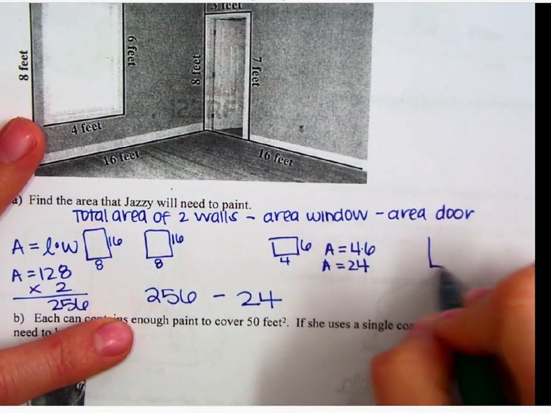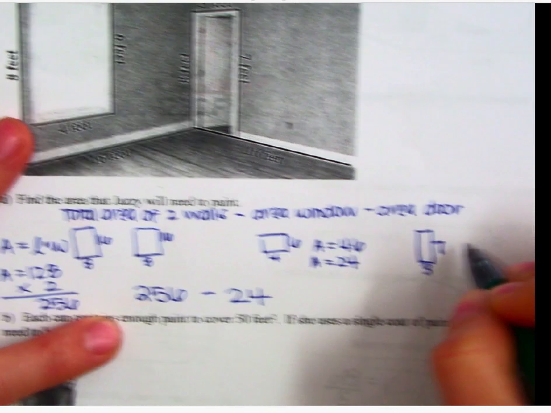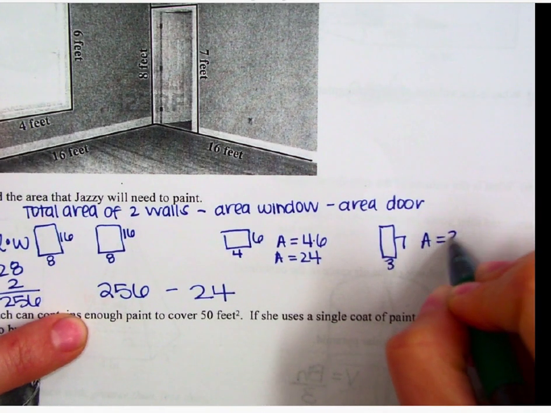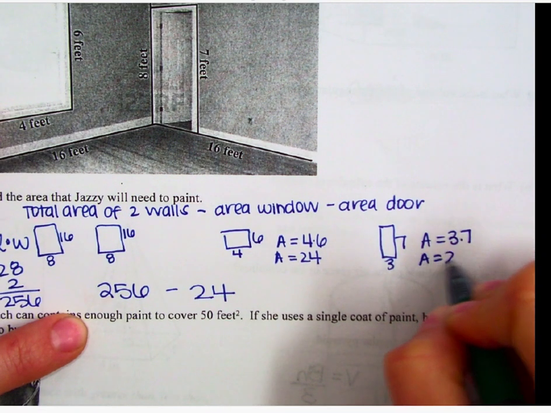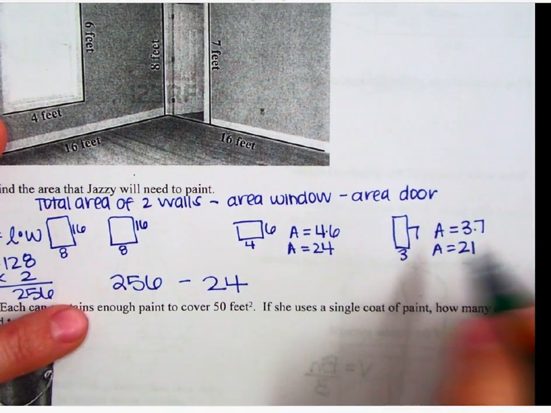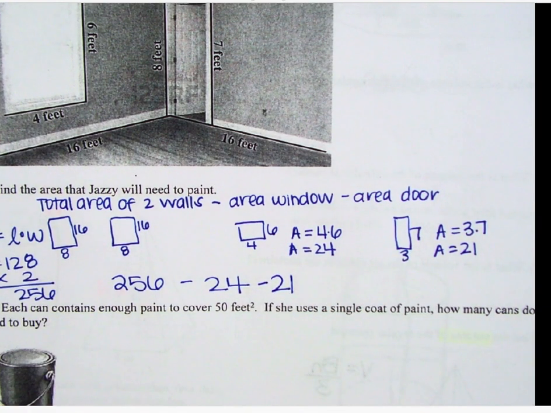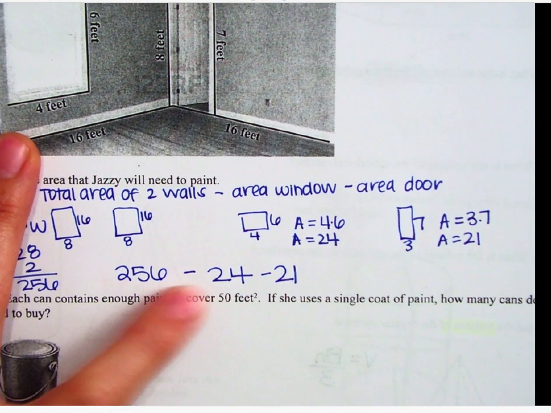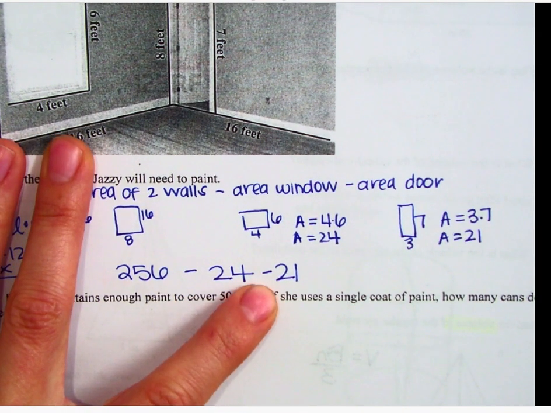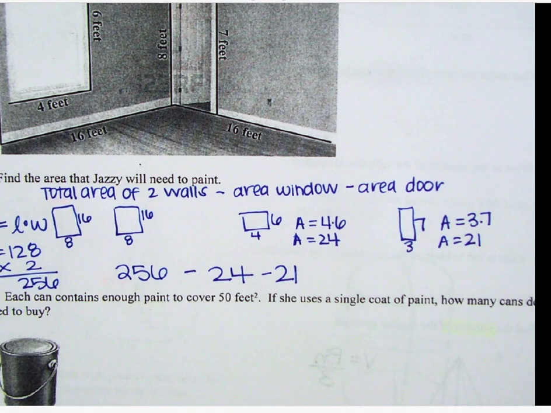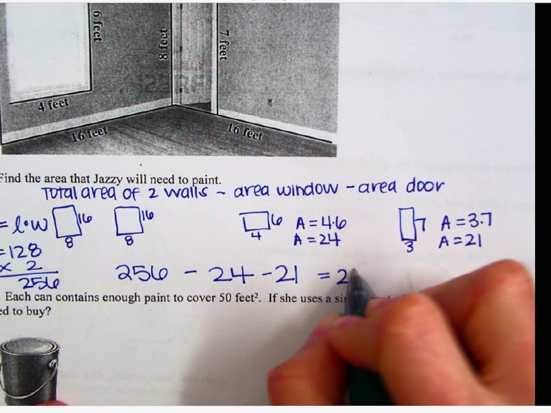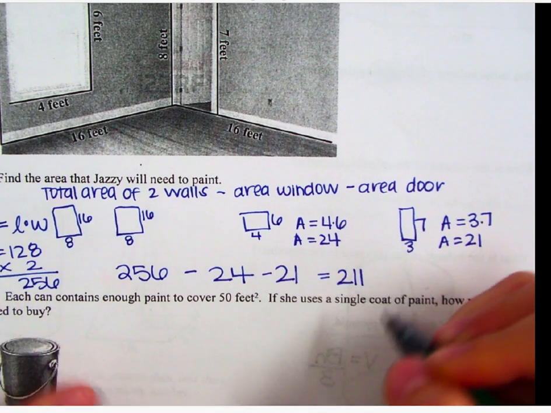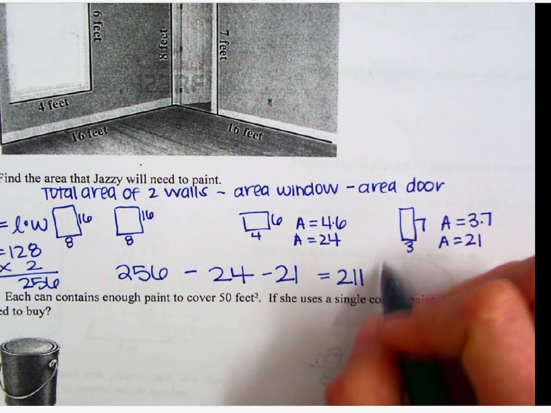Then lastly, we have the door, 3 by 7, which we find the area by multiplying length and width because again, we have a rectangular door. So I'm going to be subtracting that 21 square feet. So in the calculator, when I subtract 24 from 256, I get 232, and then 232 minus 21 gives me 211. We have to paint, or she's going to need to paint 211 square feet.